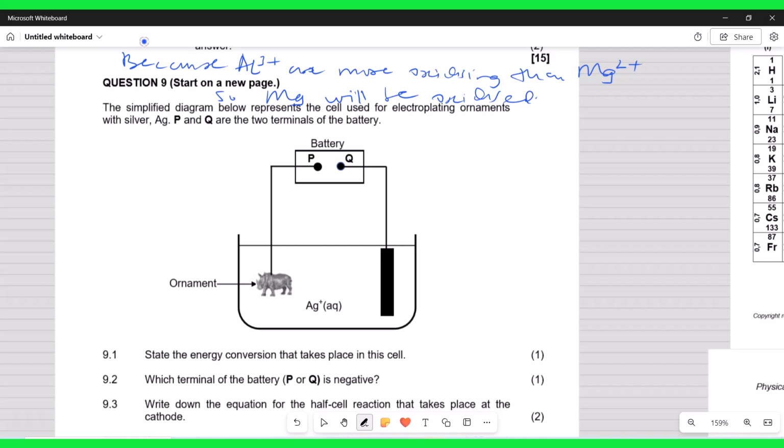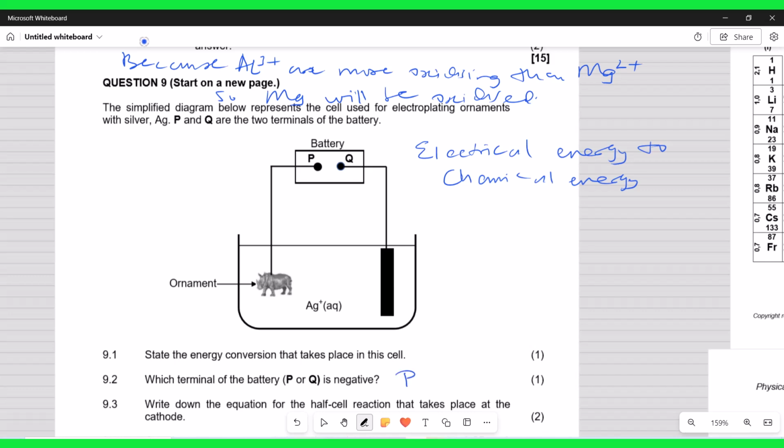So you're converting from electrical energy to chemical energy. Okay, then next they say which terminal of the battery P or Q is negative. Now note that whatever we want to electroplate, we must put it on the cathode where reduction takes place. So that cathode is the negative. So in this particular case, negative is this P.